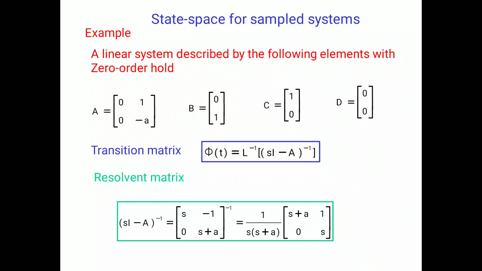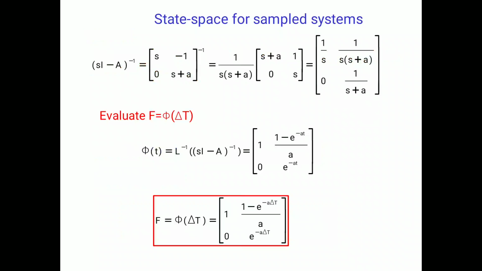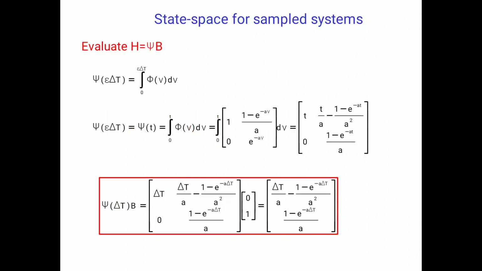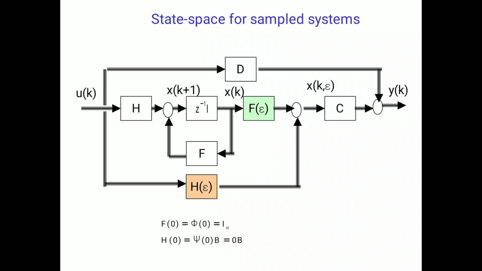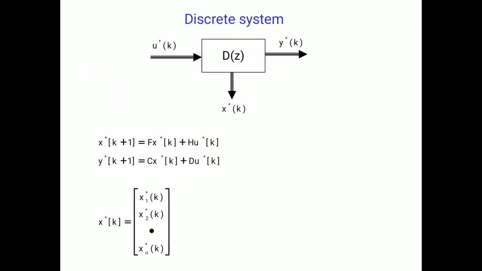Then we can find out the state transition matrix for the matrix A, with 0 to 1, 0 to minus 1 given for the zero order hold. For that purpose we need to find out (sI minus A) inverse. First of all, A is given, put the A there, find the inverse, and after that get the Laplace inverse of (sI minus A). We'll get 1 minus e raised to minus at, 0, e raised to minus at. In this way we can find out the state transition matrix. We can also draw the state space diagrams for this type of examples.